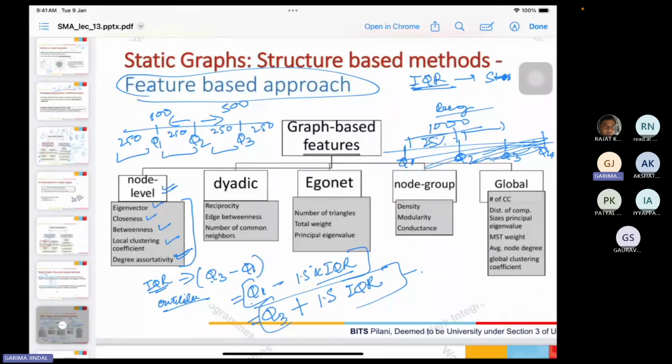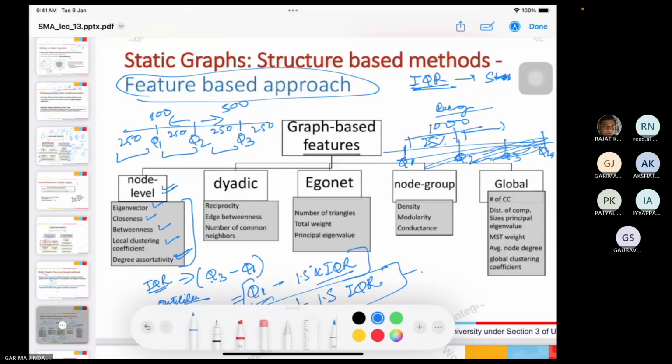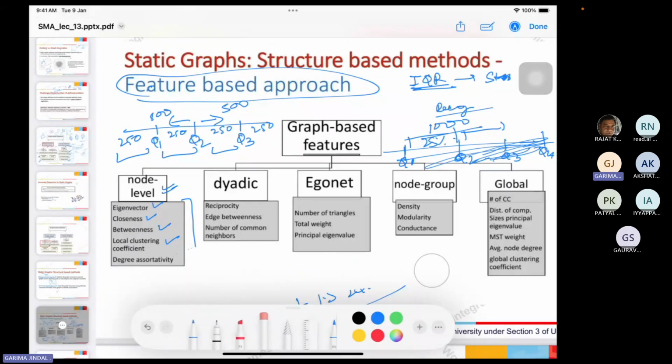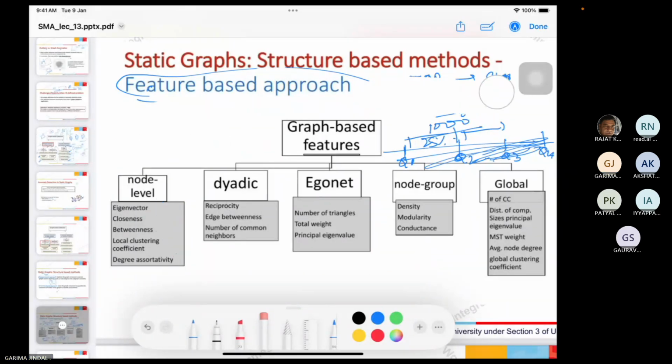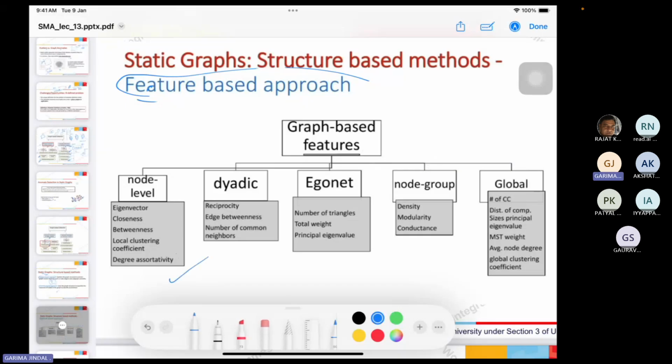On the other hand, we can apply classifiers as well. You can have linear regression or SVMs on these values, and based on those, you can classify whether this is an anomaly or not. So after considering the node level properties, you can also have the dyadic properties.